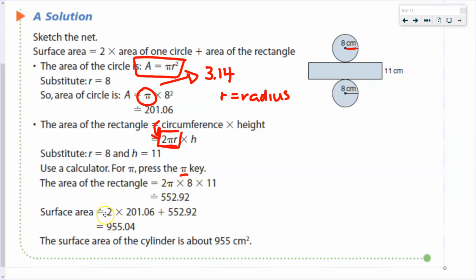This is your answer. So you're going to multiply 2 times the circles plus the rectangle area, and we get a surface area of 955.04. And rounding it to a whole number, 955 centimeters squared. That's probably what we'll do in the questions unless you're asked otherwise.